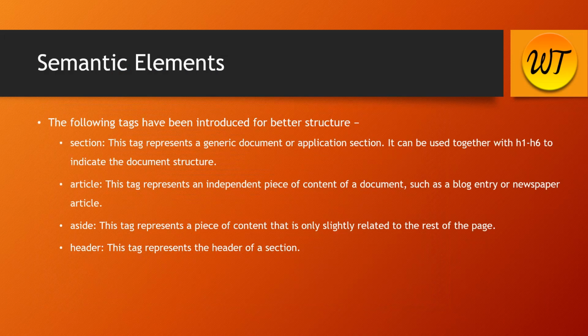Semantic elements. What are semantic elements in HTML5? There are different structures that came in HTML5: section, article, aside, header, footer, navigation, that is nav, dialog, and figure. These tags were introduced in HTML5 for a better structure. In figure we can have images, graphics, videos, including text. Nav is nothing but the navigation bar. Normally in every website you can see it at the top or left or right side. Header and footer are easily understandable: header is the header tag and footer is for the footer.